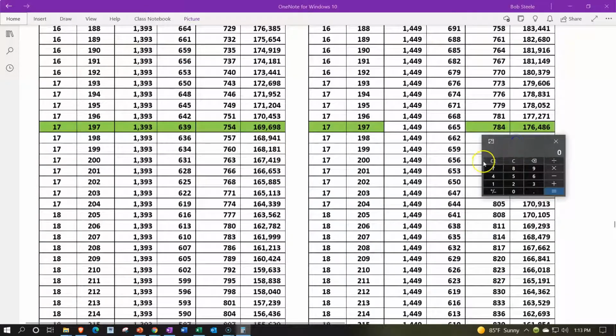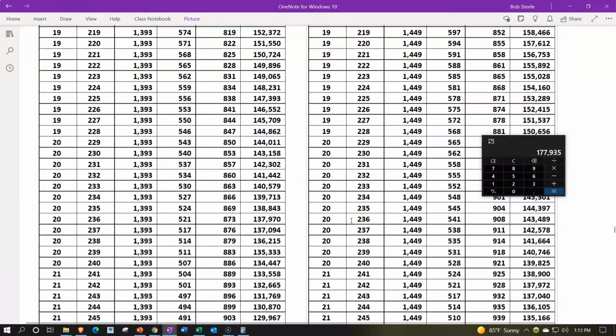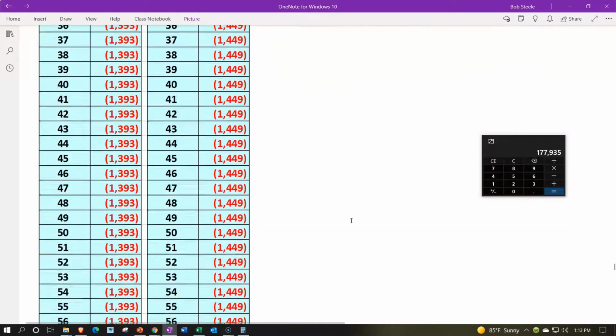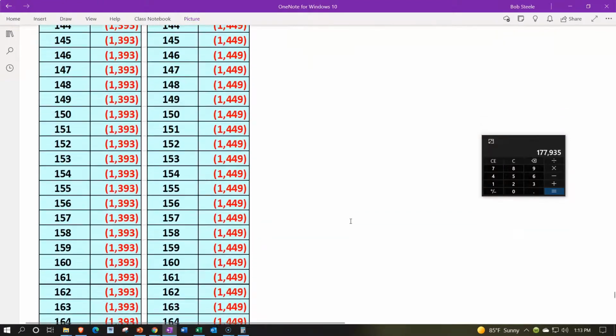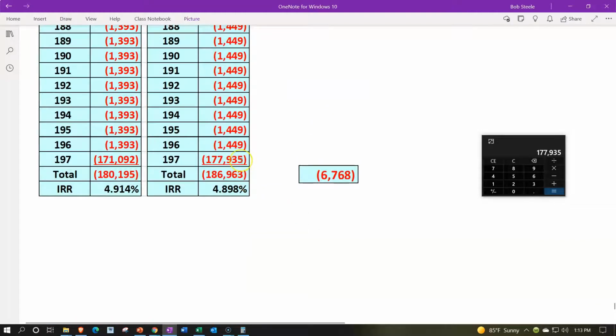So I would then say, okay, now we got this loan balance. We'd have to pay off 176,486 plus the 1,449. Then we'd have that outflow at the end of the 177,935 outflow. So we got the 177,935. The total comes out to the 186,963. And then if we take the IRR, the internal rate of return, which is the rate at which this series of payments would be zero, we get to the 4.898.